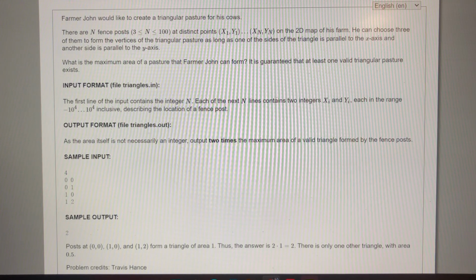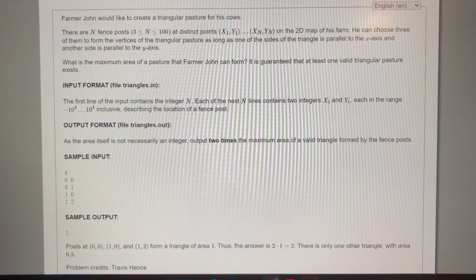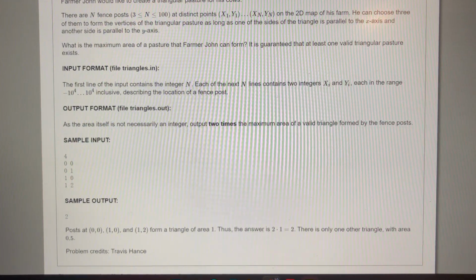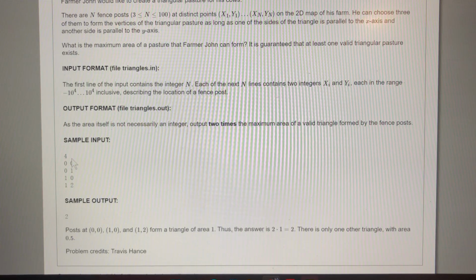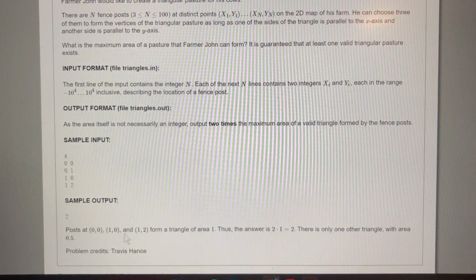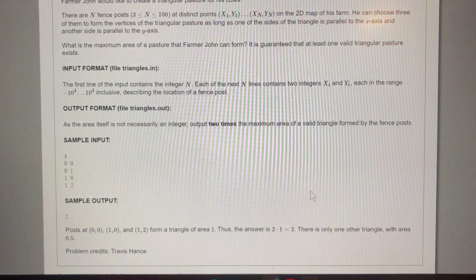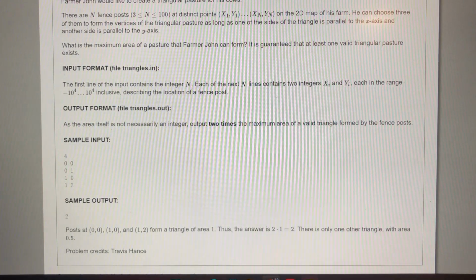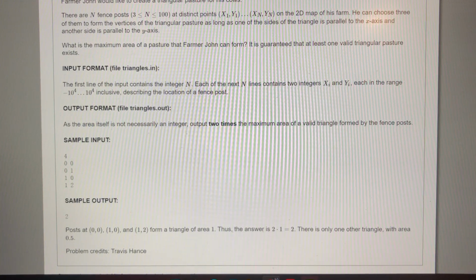So basically, we need to get a right angle triangle on the 2D map, which has two sides both parallel to the x and y axis. These are the sample input and output. You can stop and take a look at the question. Okay.